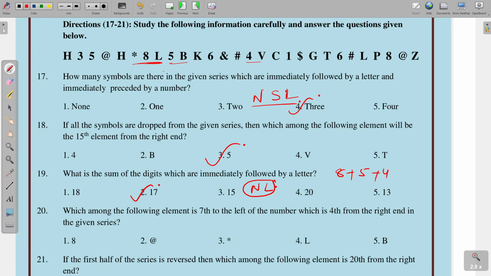Next, question number 20. Which among the following elements is 7th to the left of the number which is 4th from the right end in the given series? We need to find the number 4th from the right end. So see, 1, 2, 3 and 4. So starting from 4, 7th to the left, 1, 2, 3, 4, 5, 6, 7. Okay, so L is the answer.